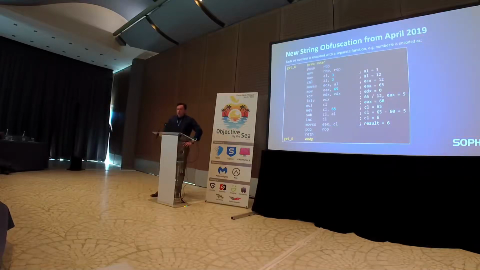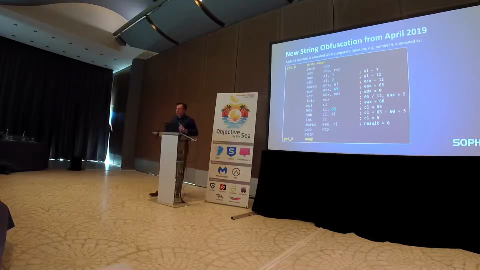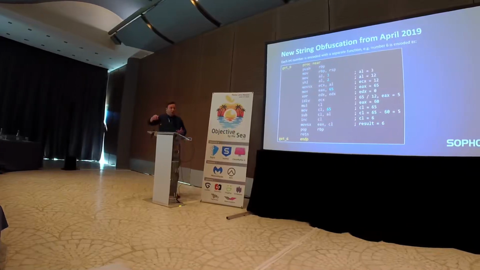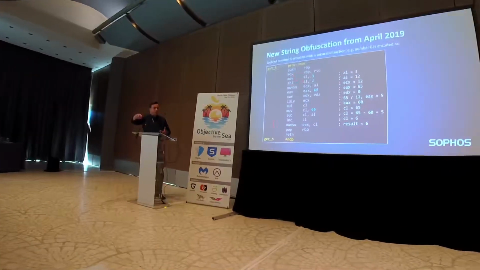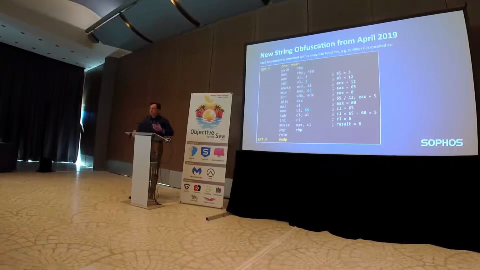What is interesting is that the obfuscation was changed from around the 9th of April 2019. Now imagine this number 13 here, right? That number was now replaced with a function call. So what do you think this function is doing? That function simply returns number 6. So you see, it's smoke and mirrors.